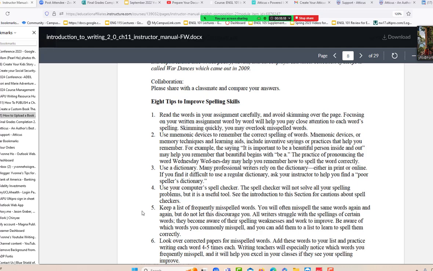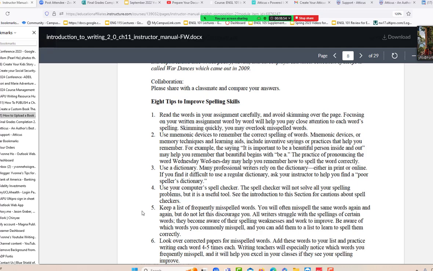So you can use spell checkers. You can run your paper through ChatGPT and tell ChatGPT to correct any spelling errors. You could use Grammarly for the same reason. You can use a dictionary. Many professional writers rely on the dictionary, either in print or online. You can go to www.dictionary.com. And if you find it difficult to use a regular dictionary, ask your instructor to help you find a poor speller's dictionary. Use your computer's spell checker.